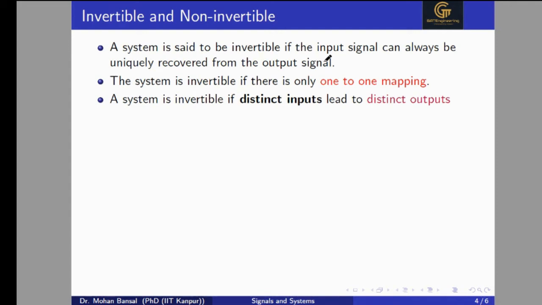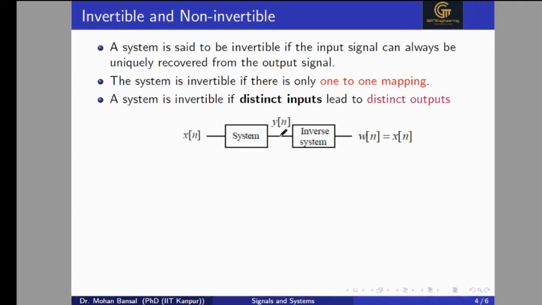But if we take the square, x squared of t, it is not invertible, because if we take the square of 2, we get 4. Similarly, if we give minus 2, we get 4 again. So for two values we are getting the same output for the same system, that is the square system. That is non-invertible, because from 4 we can't recover 2 or minus 2 uniquely, since we get 2 as well as minus 2 if we take the square root of 4.